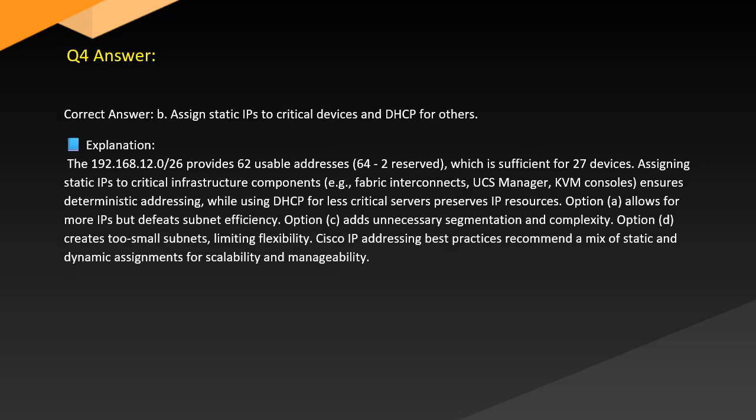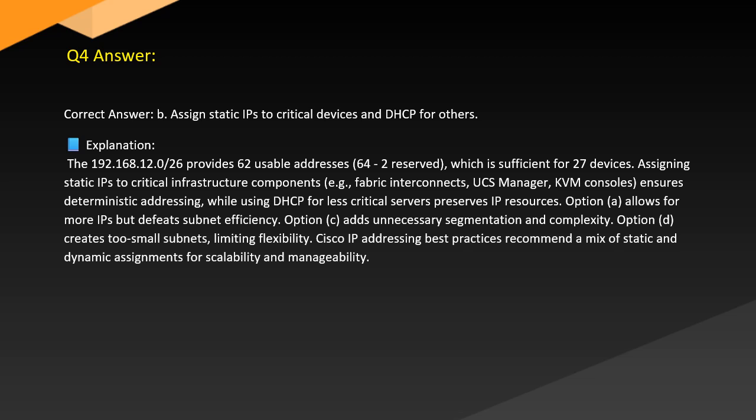Answer. Correct answer: B. Assign static IPs to critical devices and use AEP for others. Blue Book explanation: The 192.168.120.0/26 provides 62 usable addresses, 64 minus 2 reserved, which is sufficient for 27 devices. Assigning static IPs to critical infrastructure components, e.g. fabric interconnects, UCS Manager, KVM consoles, ensures deterministic addressing while AEP for less critical servers preserves IP resources.